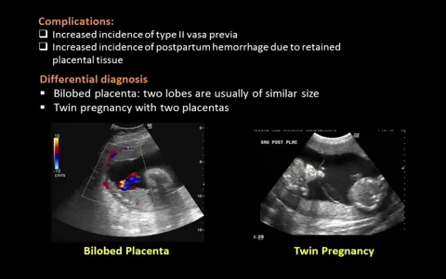It has increased incidence of type 2 vasa previa, and increased incidence of postpartum hemorrhage due to retained placental tissue. The differential diagnosis includes bilobed placenta, in which the two lobes are usually of similar size, and twin pregnancy with two placentas.